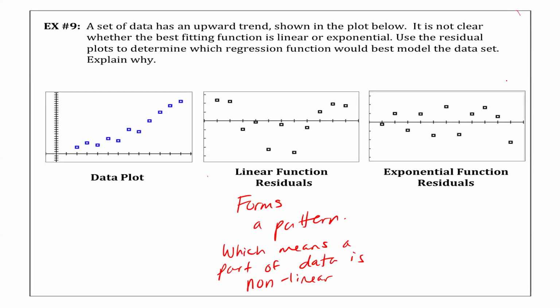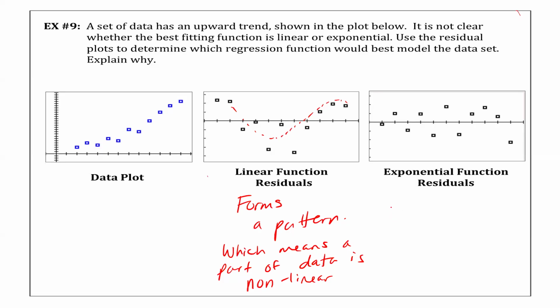So, as we were saying before the announcements came on, Alberto brought up the point that there's a pattern, right? There's a curve pattern that takes place. Because of this curve pattern that we see, that tells us that a pattern has been formed, which means a part of the data is nonlinear. However, when we look at the exponential model, what do we see?